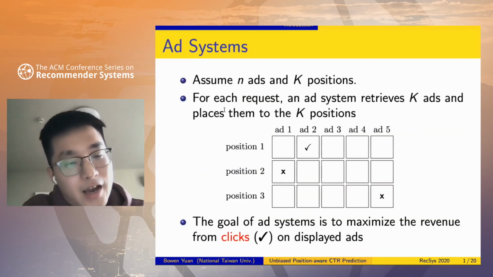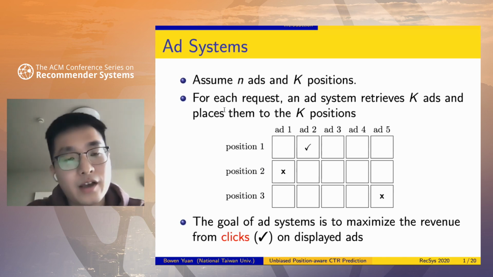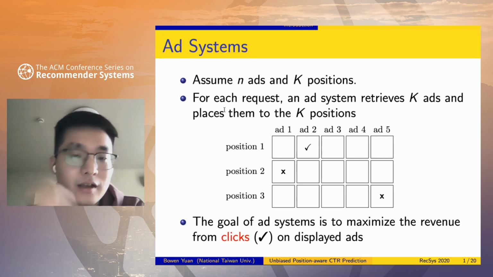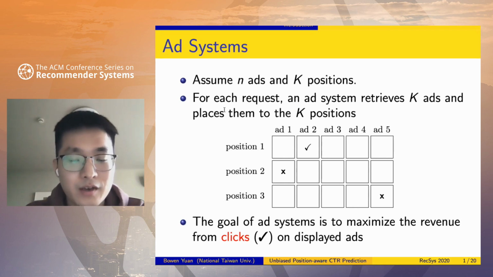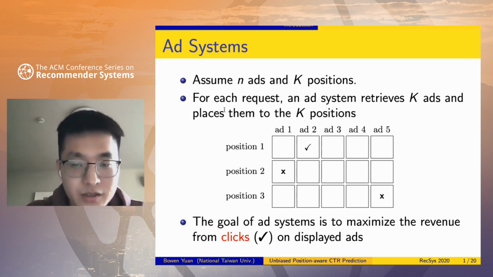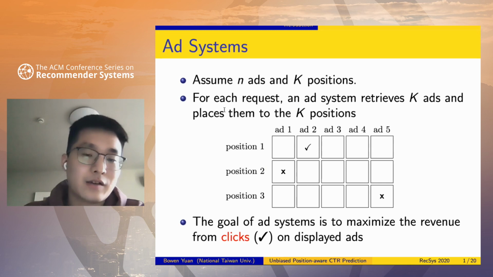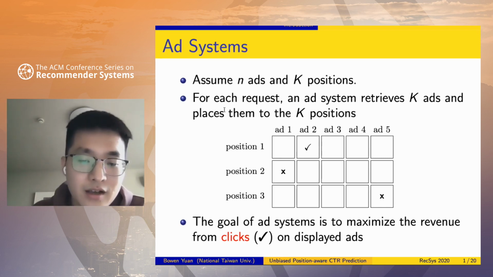And in this work, we focus on ad systems. In a typical scenario of an ad system, we assume we have n ads and k positions. So for each request, an ad system retrieves k ads and places them in the k positions. We give a simple example as follows, where we have 5 ads and 3 positions. So we retrieve 3 ads and place them in the 3 positions of the display. Some of them are clicked by users, and the goal of the ad system is to maximize the revenue from clicks on these displayed ads.